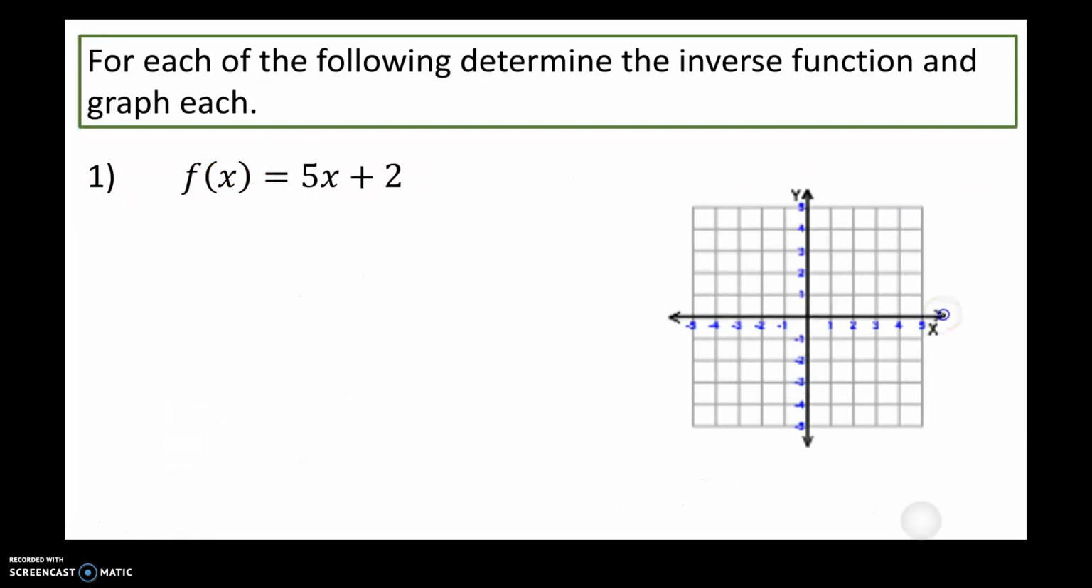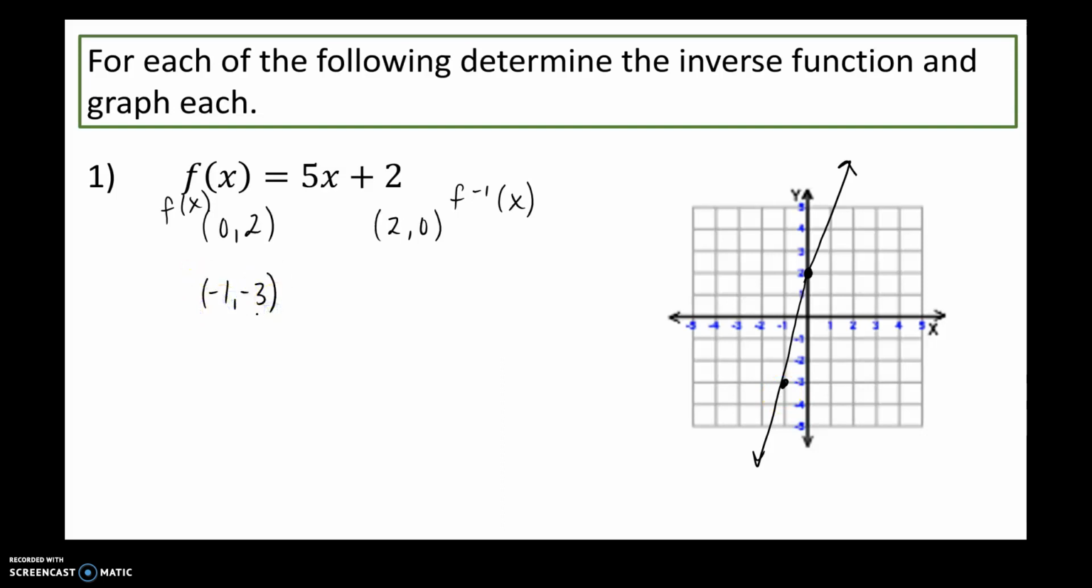Okay, so 5x plus 2, y-intercept of 2, slope of 5, 1, 2, 3, 4, 5. I'll go down 5 and left 1. So here's my function. Okay, so I know we have an equation for the inverse, but let's use that ordered pair. If 0, 2 is on the graph of f of x, then 2, 0 better be on the graph of the inverse function of f. And likewise, using my slope, I got negative 1, negative 3 to be a point on the graph of f. So negative 3, negative 1 better be a point on the graph of the inverse function.